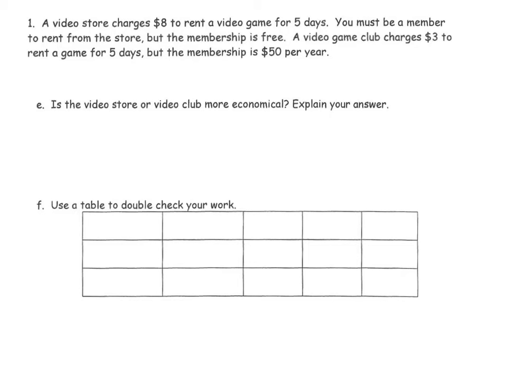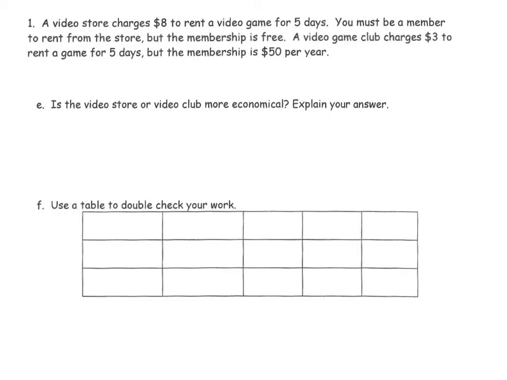So you've got 12 games you got to figure out at your table. But then what if I wanted to rent 8 games? Figure that out at your table. So you've got to do 12 games, which is the best deal, club or store. And then you have to do 8 games, which is the best deal, club or store. Go ahead and start on that now. 12 and 8, I think.